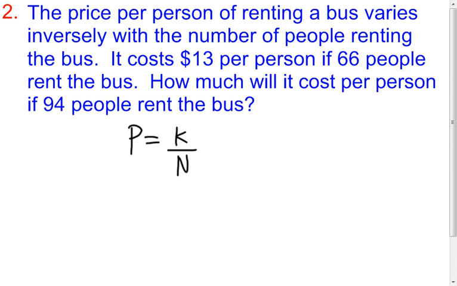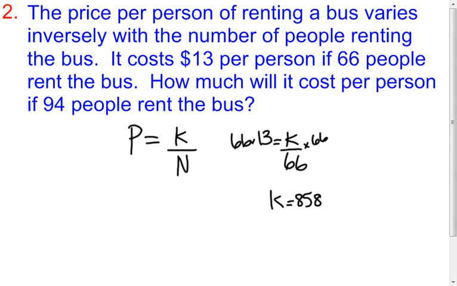So here you go. You're going to plug in and go from here. It's $13 per person if 66 people rent it. So I will plug it in like that. Again, P is the price per person, N is the number of people on the bus. So I will multiply by 66, and K will be $858. Basically that means that the bus costs $858 no matter how many people you have on it.